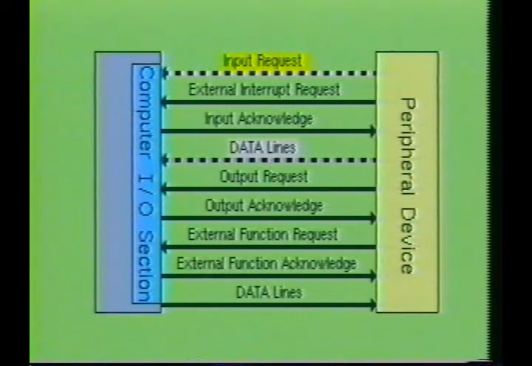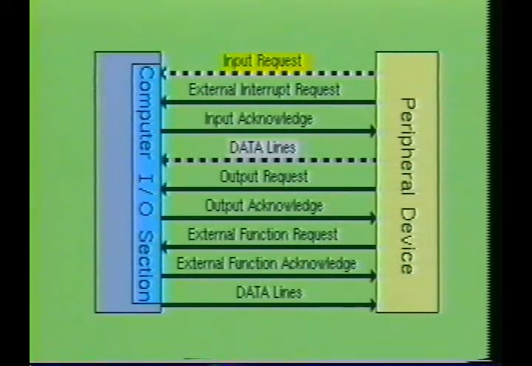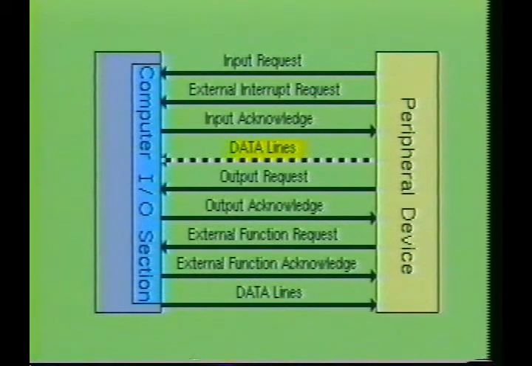Next, the peripheral device sends another control signal to the computer via the input request line. The peripheral device also places the data to be transferred onto the data lines. After the computer acknowledges the input request signal, it reads the data from the data lines.